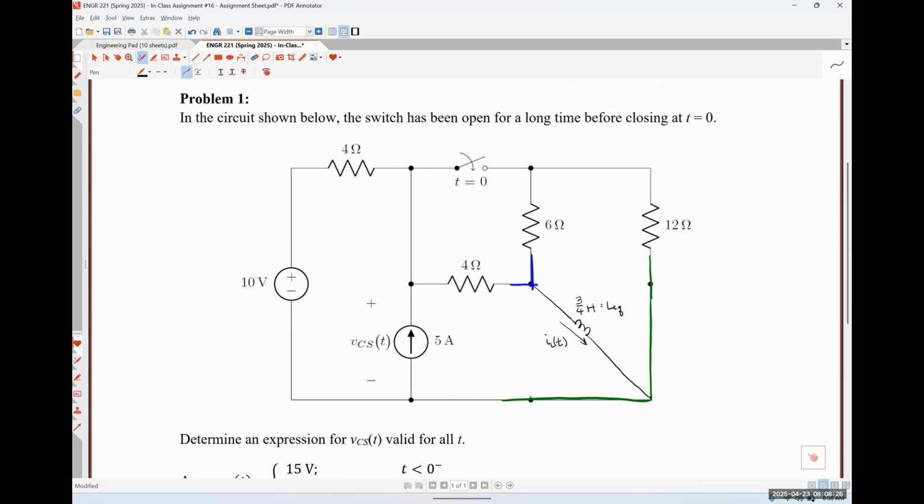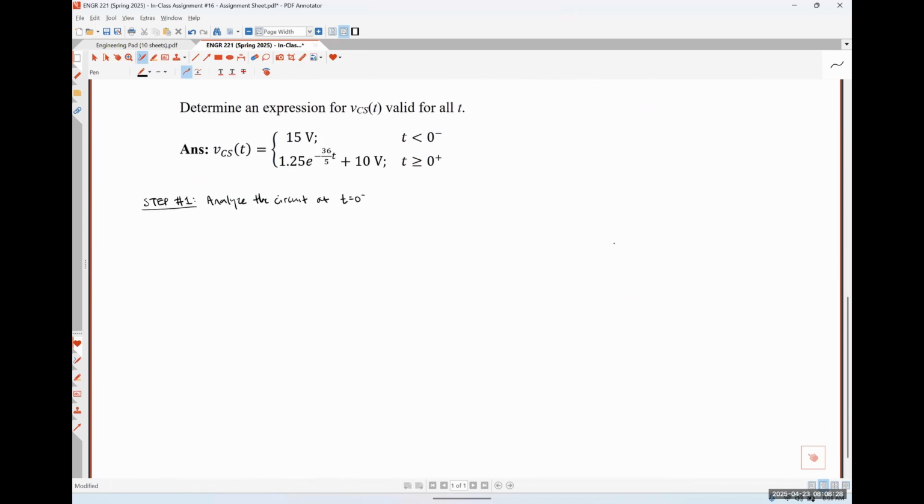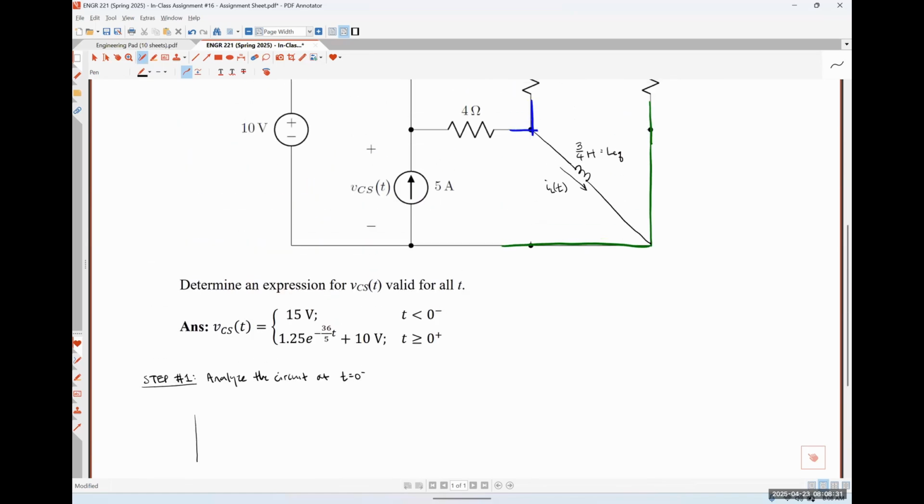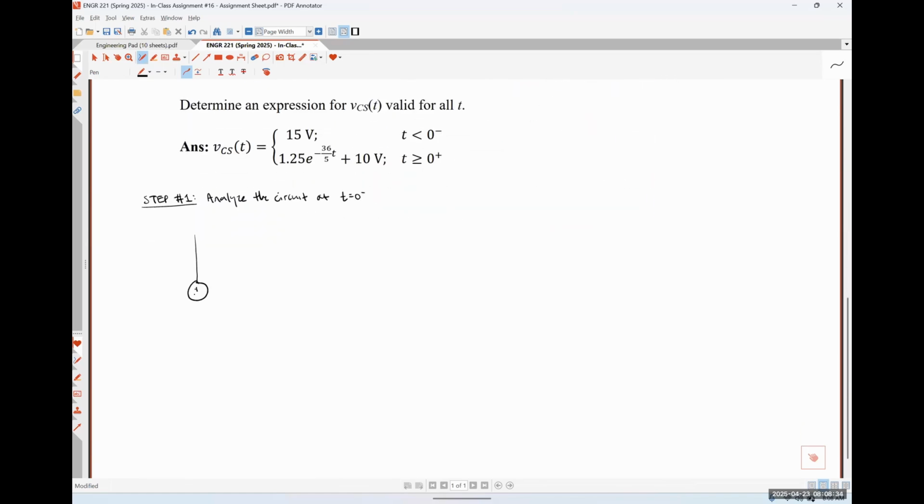So now I'm going to just redraw our circuit down here. We're going to have something akin to this. Here's our 10-volt source. Here's a 4-ohm resistor. Short circuit. Here's one terminal of my open circuited switch. Here's my 4-ohm resistor. 6-ohm resistor.